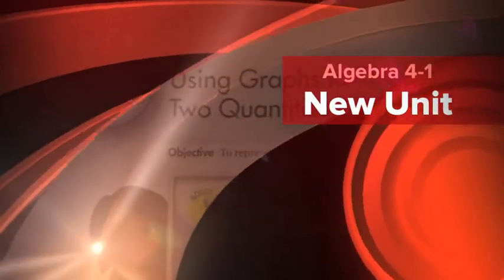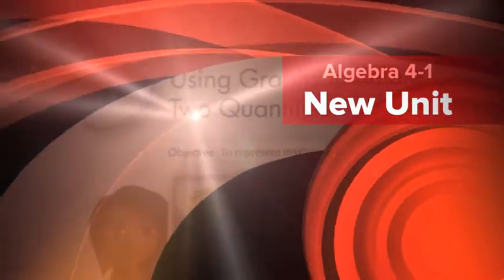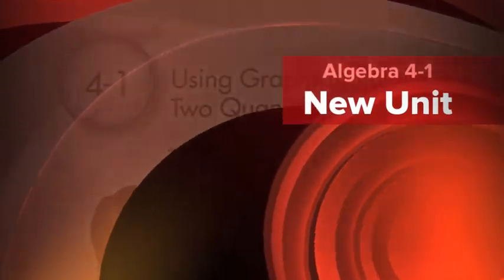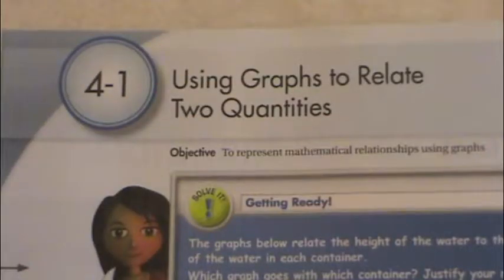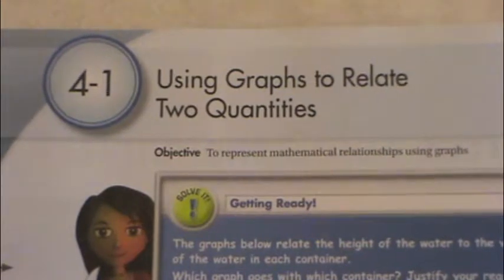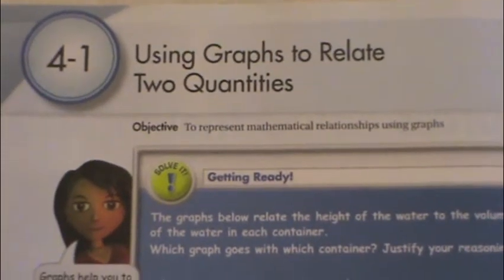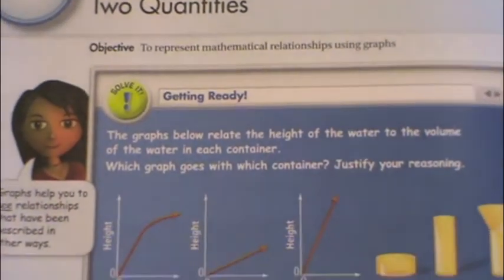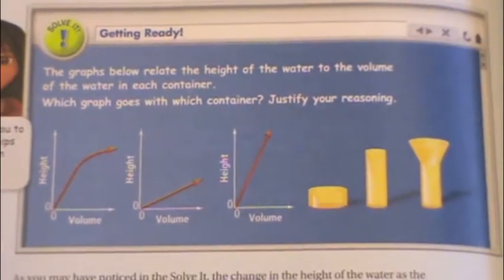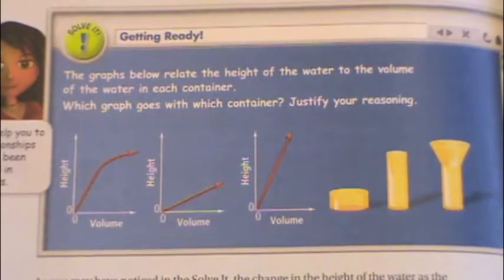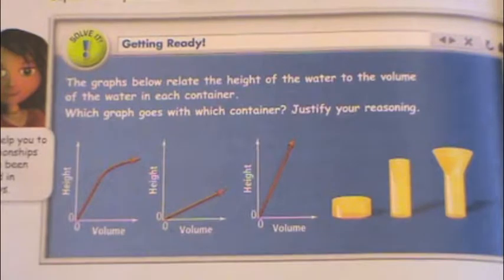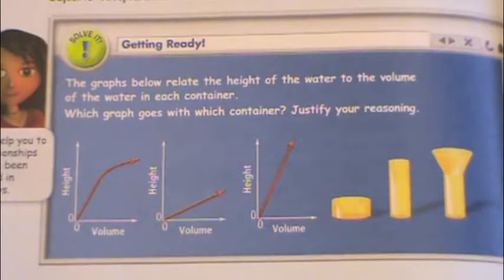So the first lesson in Unit 4, using graphs to relate two quantities, which basically means can you look at a graph and match it up with the right information that created it. All you need to do is match up the pictures. Take a look at Getting Ready in this box on page 234.